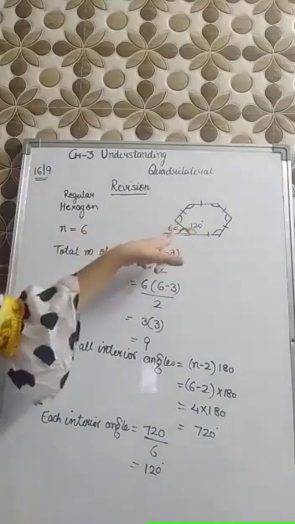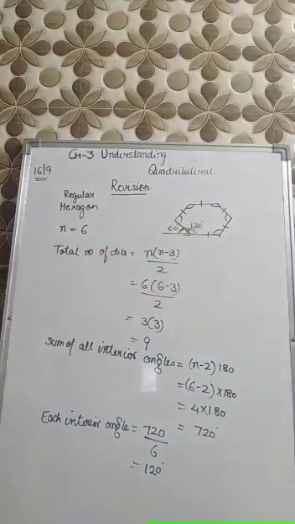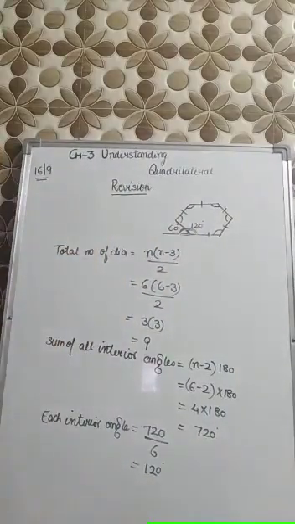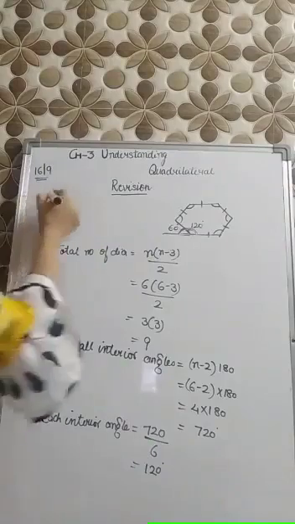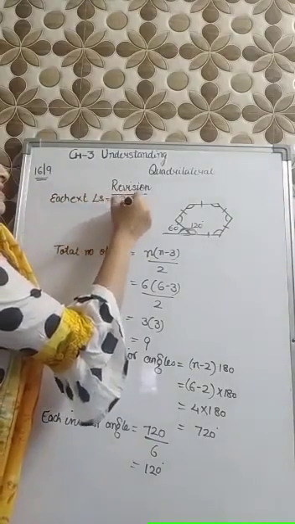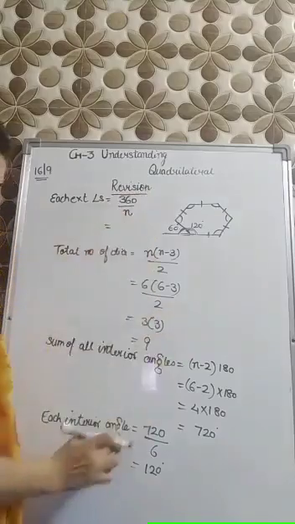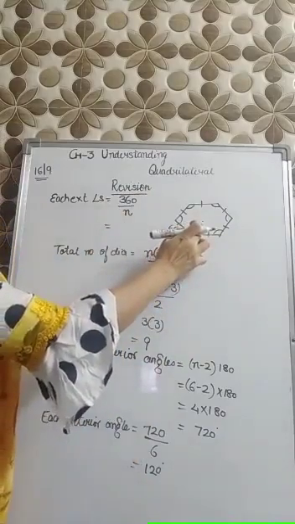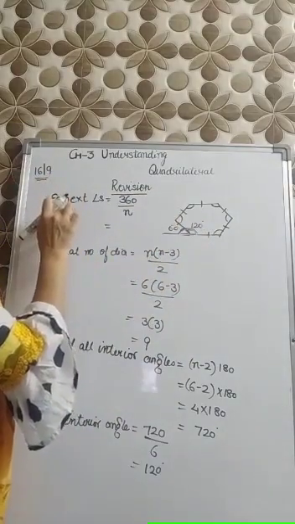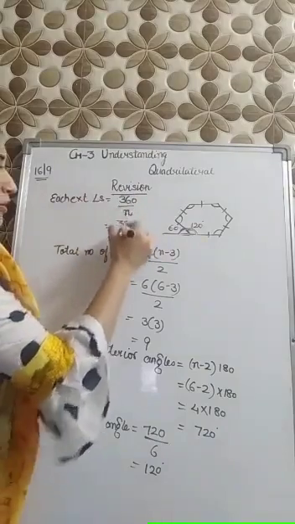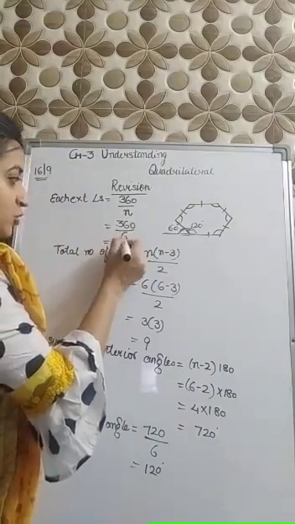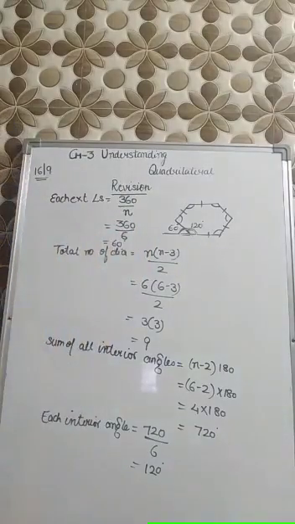This is the first way to find the exterior angle, and we have one more formula for finding each exterior angle, that is 360 upon n. Either you can get it by subtracting the interior angle from 180 degrees, or you have the direct formula. If you want to use this formula, you can. 360 upon the number of sides, which is 6, will give you 60 degrees. So this exterior angle I am getting as 60 degrees.